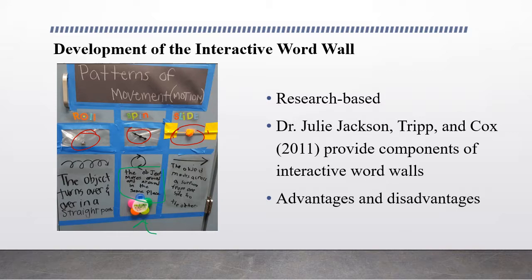Another important component of interactive word walls is the use of cognates. A cognate is a word that looks like a word in English, sounds almost the same, and means the same thing. In addition to that, you also want to make sure to think about prefixes and suffixes so that students are better able to understand parts of the words and better make associations of what a word is or means.